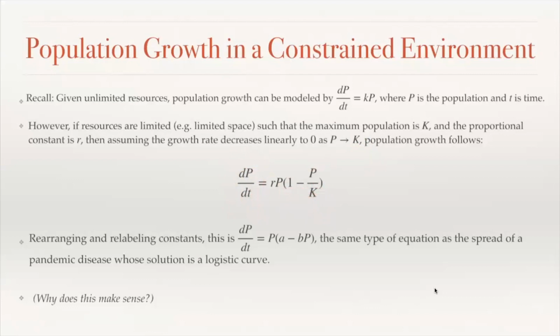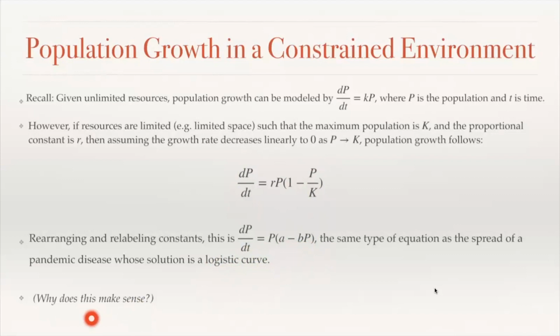And rearranging this by absorbing the r inside, for example, and multiplying by k, then it looks like this, where a and b are just other constants, which is the same type of differential equation as the spread of a pandemic disease, whose solution is that logistic curve. So we could solve constrained population growth problems in an identical way to what we just did.